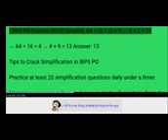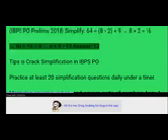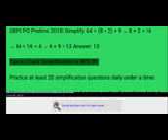IBPS PO Prelims 2018. Simplify: 64 divided by 8 times 2 plus 9. 8 times 2 equals 16. Then 64 divided by 16 equals 4. Then 4 plus 9 equals 13. Answer, 13. Tips to crack simplification in IBPS PO.